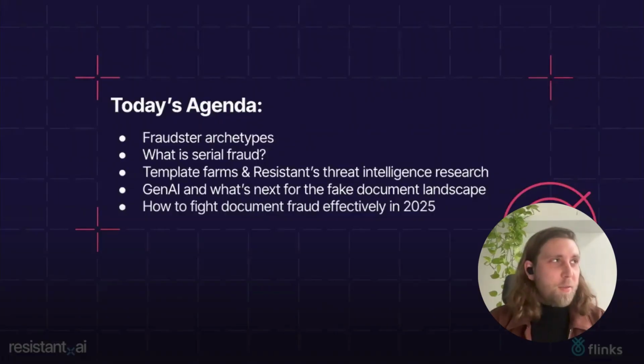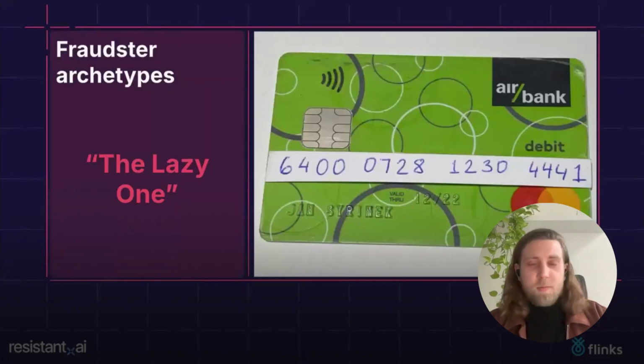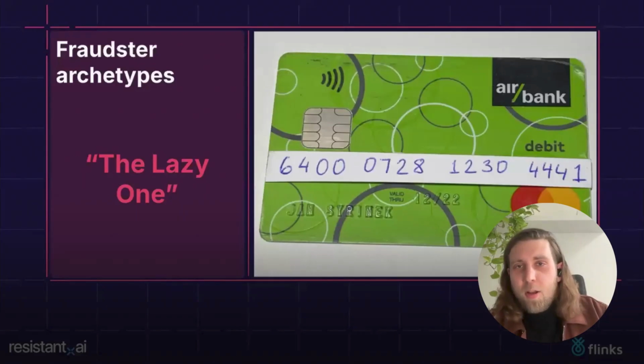Sure, and thanks for the transition. I think it's a good place to start, because understanding the threat, what we're facing, is essential to moving on to the next step of fighting it. We basically have 4 archetypes I'm going to mention, starting with the lowest level of sophistication, and this is the one that you're seeing right here. We call it the lazy one.